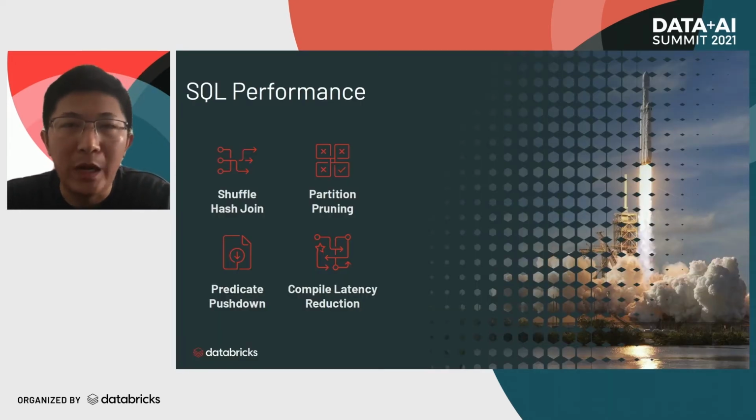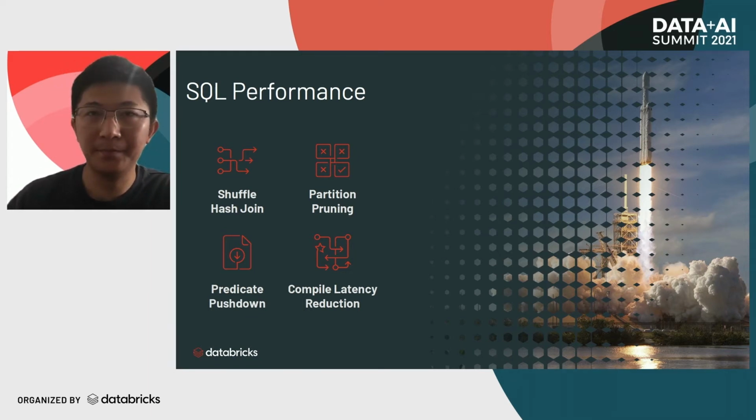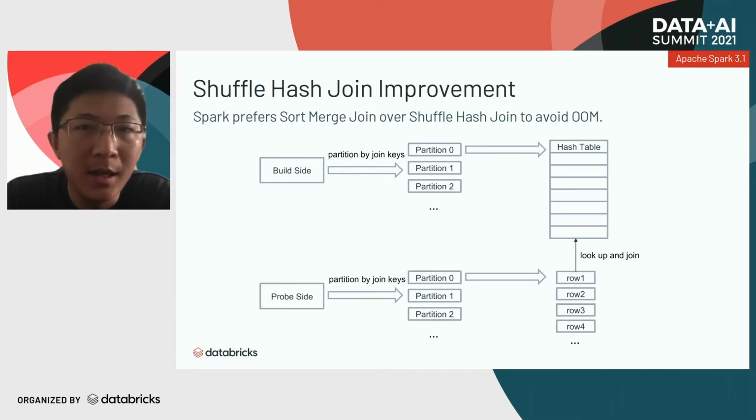So far, we have talked about the usability and stability improvements in Spark 3.1. Next, let's talk about performance improvements in Spark SQL, which is a major focus in every Spark release. The first improvement I'd like to talk about is shuffle hash join.